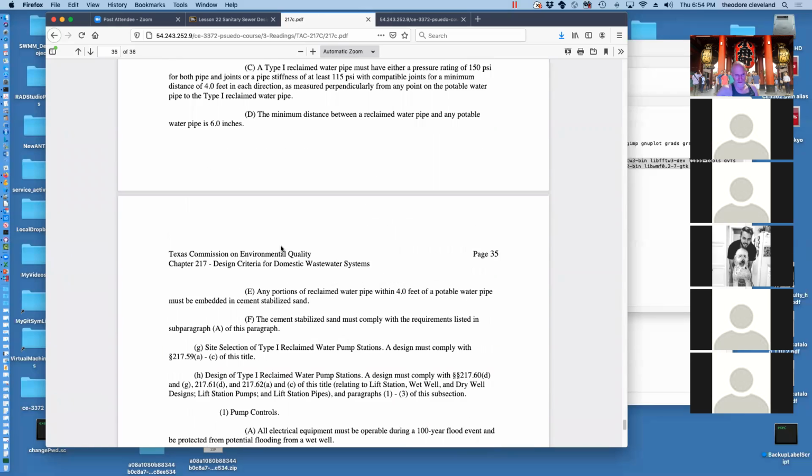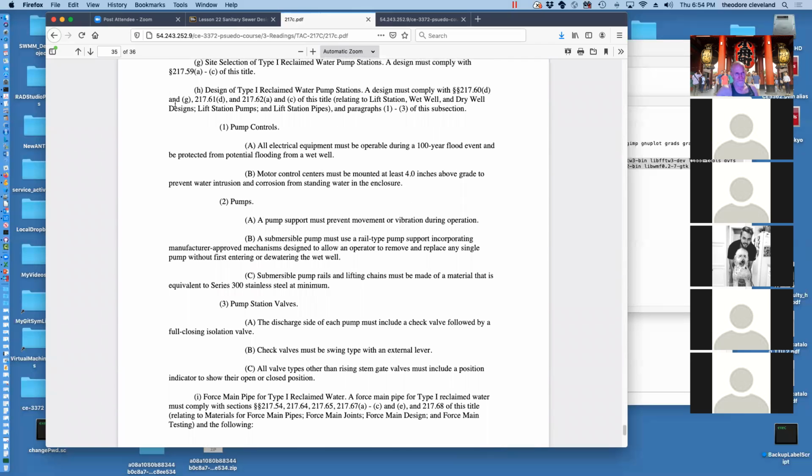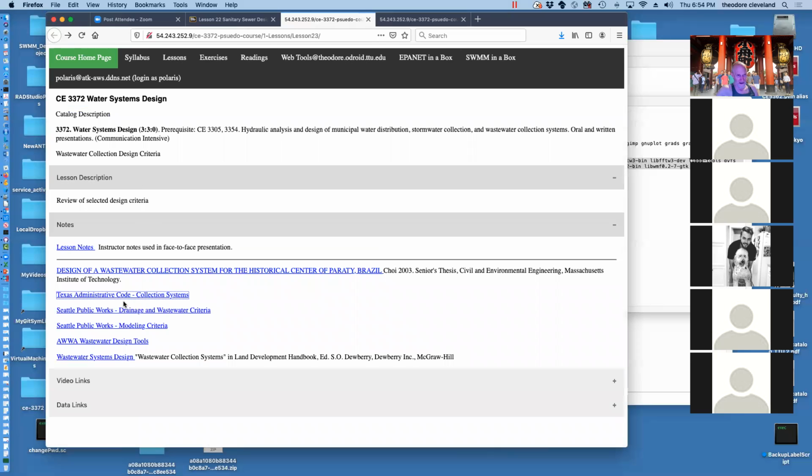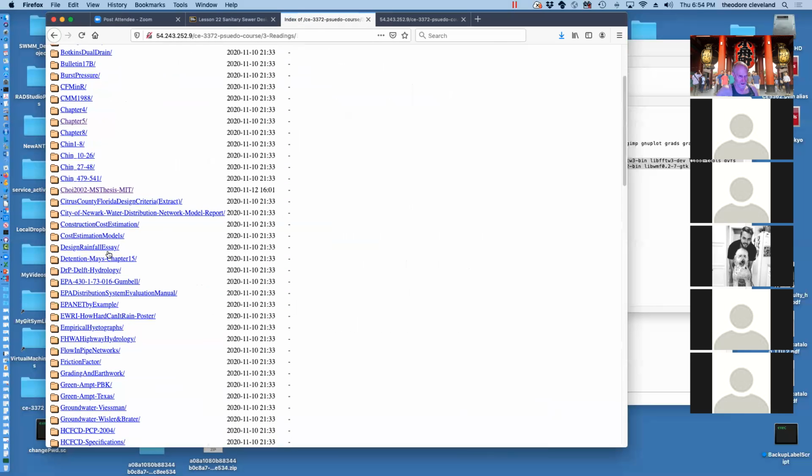And I believe that's all of any great interest here. But keep in mind the layout of that as we look at the City of Houston Infrastructure Design Manual.